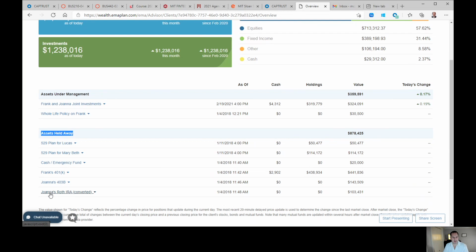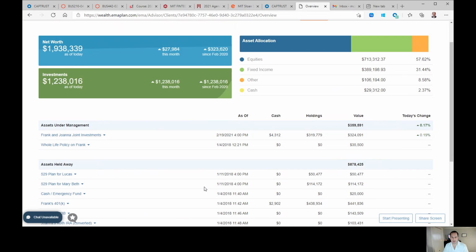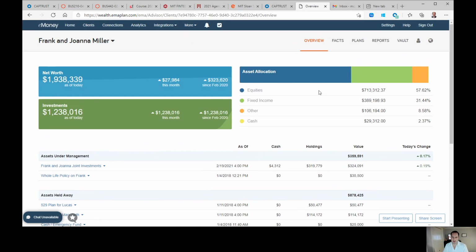And then you also see Joanna's Roth that she's converted with 103,000. Now, what strikes me here from a business perspective is why aren't we managing Joanna's Roth? Some of these other ones we can't manage, like the 529s, the 401ks, and the 403bs, but why aren't we managing that Roth? And again, this is a sample client.